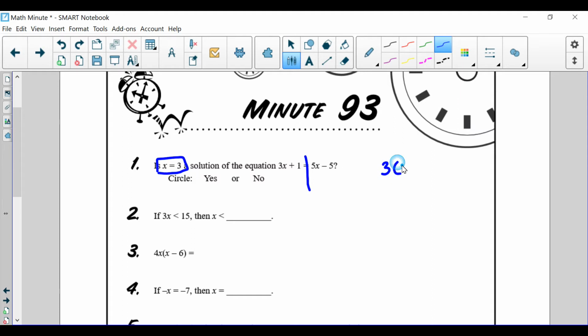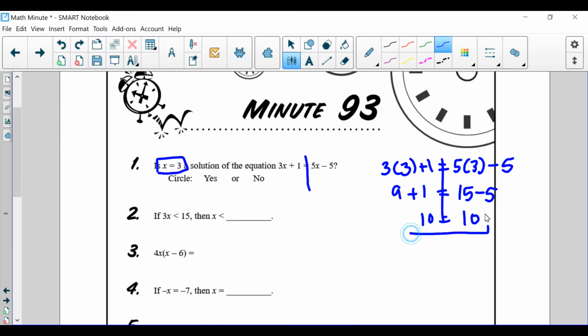If I substitute in x for 3, noticing how I am putting parentheses here, does it have a true solution? Are these equal? We have to find out. Well, 3 times 3 is 9, plus 1, that's 10 over here, and 15 minus 5 is 10 over here. Yes, it works, it makes a true statement. Therefore, it is the same.